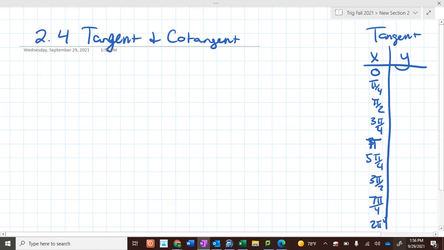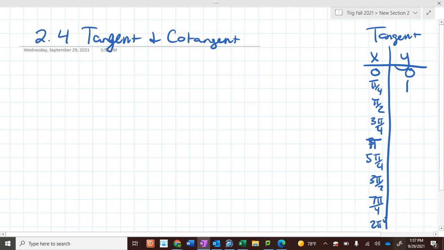All right, so looking at your unit circle, what's the sine of 0? 0. What's cosine of 0? 1. What's 0 over 1? 0. Pi over 4. The sine is square root 2 over 2. Cosine is square root 2 over 2. What's square root 2 over 2 over square root 2 over 2? 1. Because 5 over 5 is 1, 12 over 12 is 1. So square root 2 over 2 over square root 2 over 2 is 1.